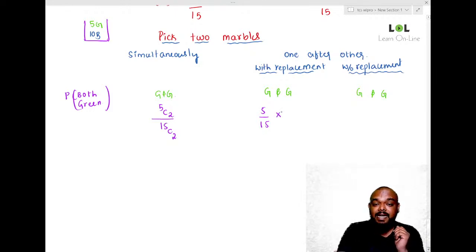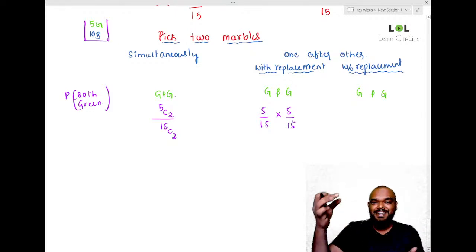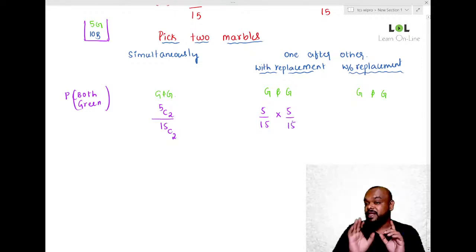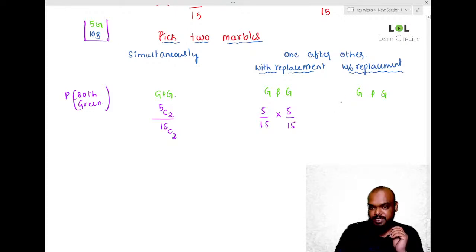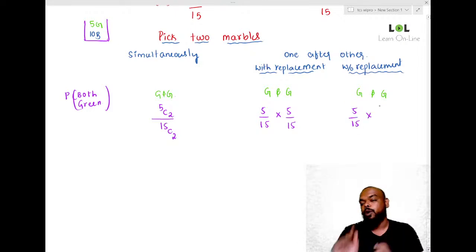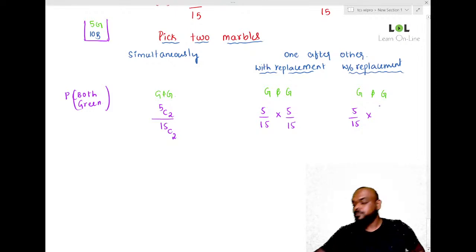And the second green will also be 5 by 15. Why? When you pick the first green, you put it back. So the number of marbles in the pot will remain the same. So getting the second green will also be 5 by 15. Now you come to without replacement. First green will be 5 by 15. Can anybody tell me what is the probability of getting the second green?